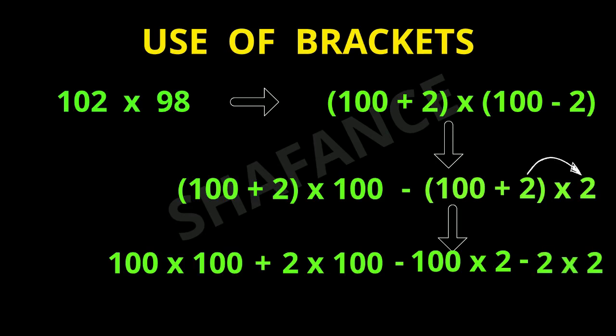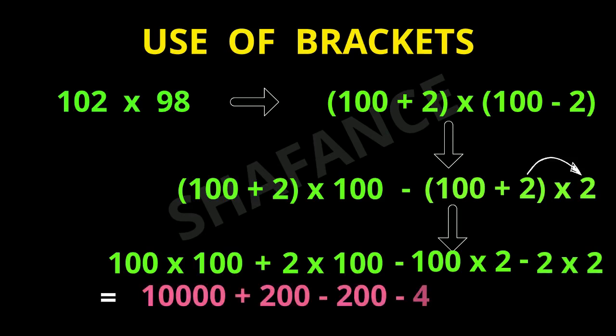So now it becomes a little easier to solve. Now we can solve it as 100 into 100 becomes 10,000. 2 into 100 becomes 200. Minus 200 we get, and minus 4. So plus 200 and minus 200 get cancelled. So we get the answer as 10,000 minus 4, that is 9,996. So this is the answer.